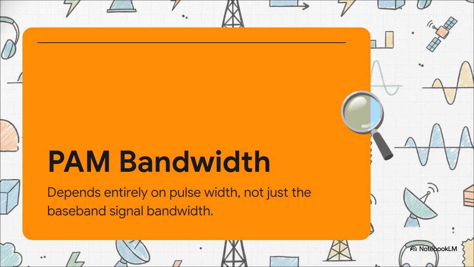Let's look a bit closer at PAM. While the amplitude varies, the transmission bandwidth depends entirely on the pulse width, not just the baseband signal. Even though PAM is simple and forms the literal foundation for digital PCM, assuming its transmission bandwidth simply equals the baseband bandwidth is a very sneaky exam trap that'll cost you 1/4 of a mark before you even realize what happened.